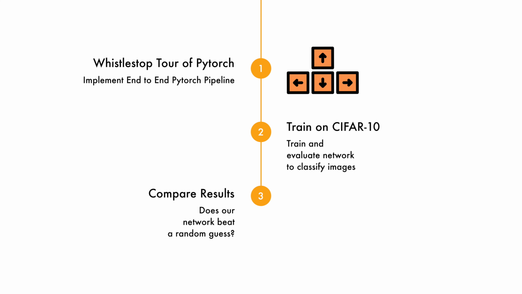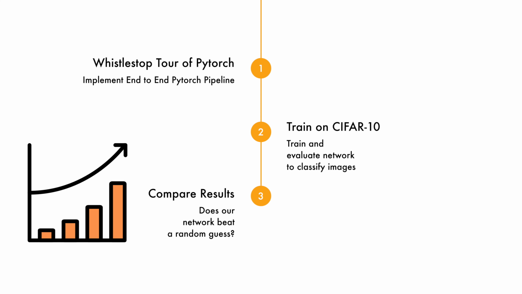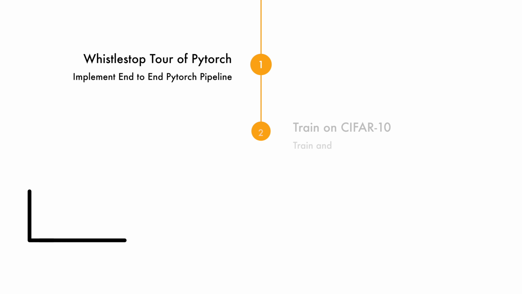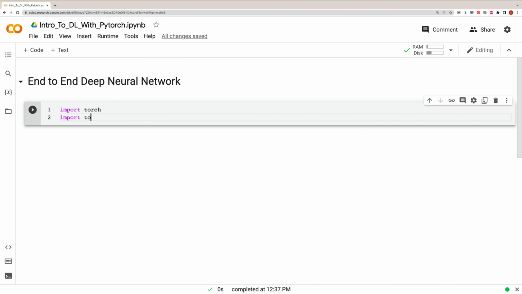We'll code up a neural network in PyTorch. We'll train and validate the neural network on the CIFAR10 dataset. And we'll compare the network's performance to a baseline random guess for that dataset. First, let's get some imports out of the way.